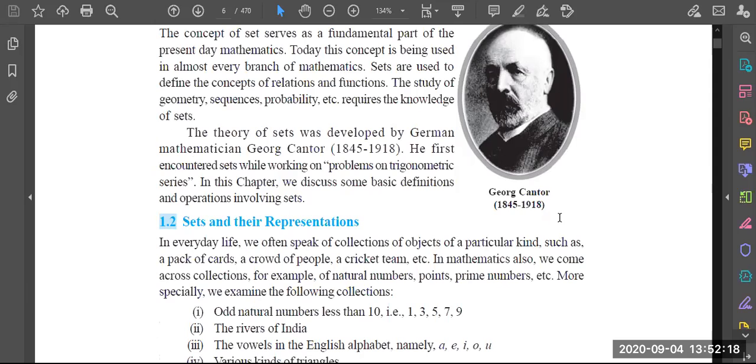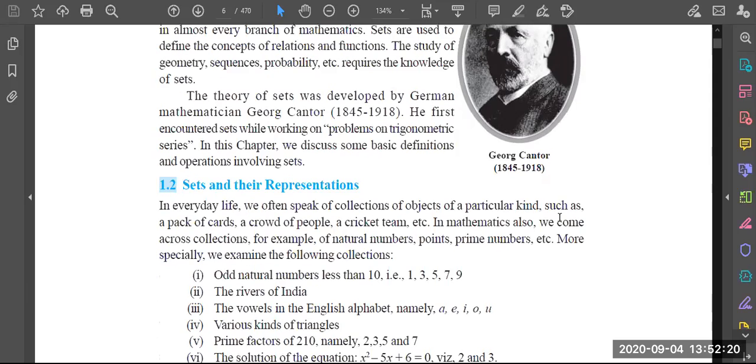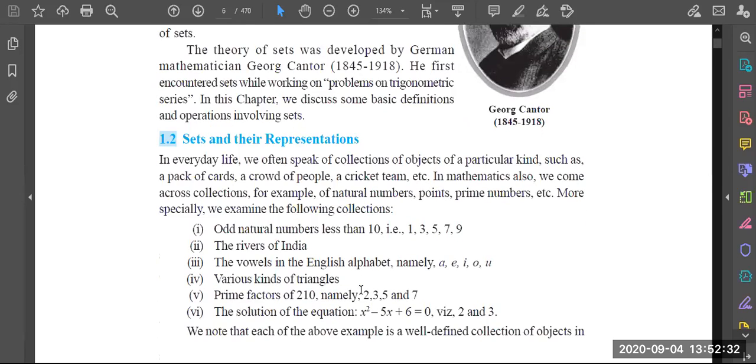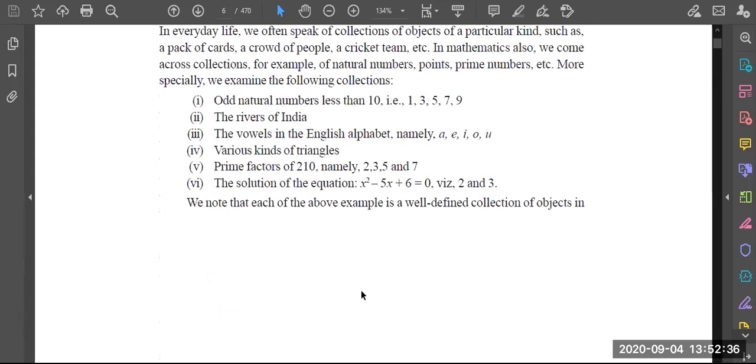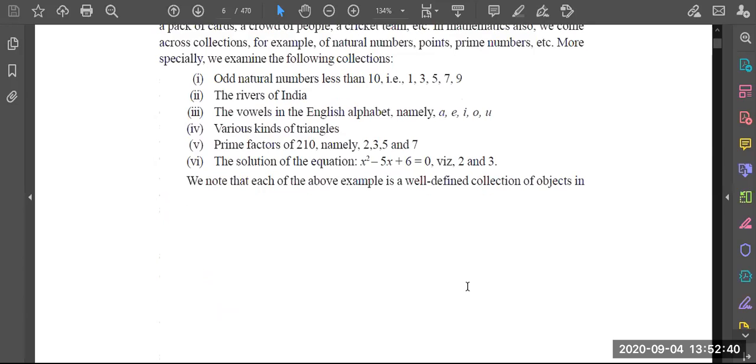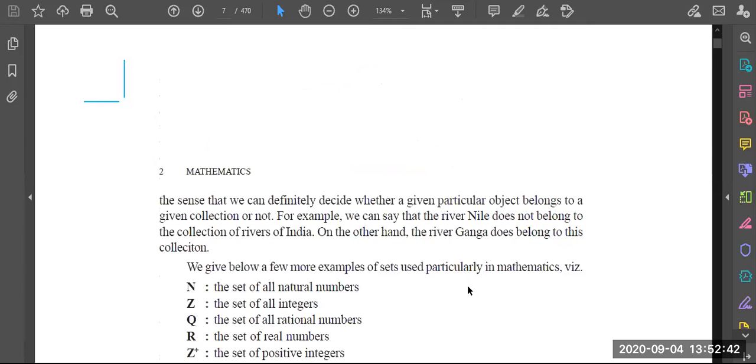Now, see, if I tell you, set of odd numbers, so it will be 1, 3, 5, 7, 9, rivers of India, vowels of the English alphabet, all of them are sets. Everything is a set. Now, if you know how to represent your set, the next question should be, what are the different types of sets?